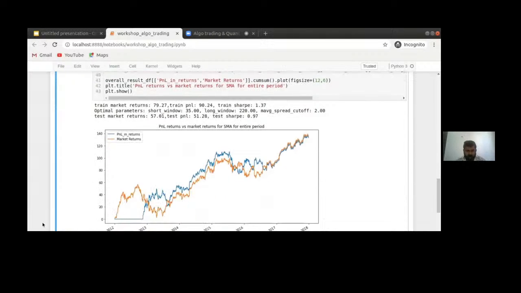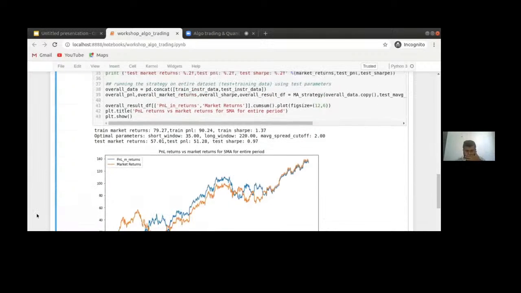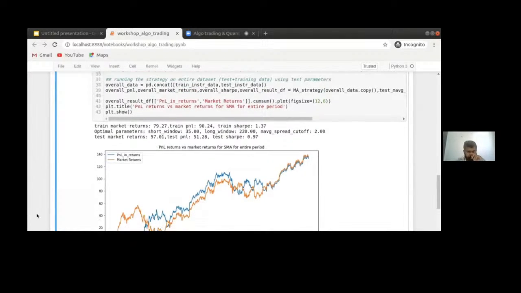Yeah, and this is how my cumulative PNL looks over the entire period. So we can see that during some portion of the time range, the strategy performed better than the market returns, which is like the stock returns. And in some portion it did not perform well. Eventually, it more or less merged.